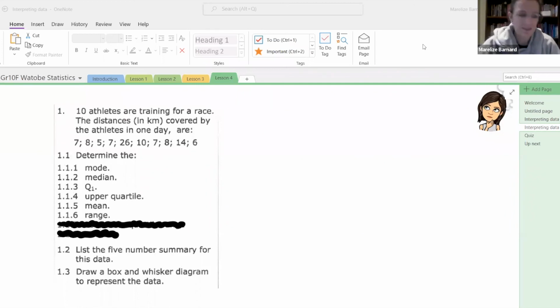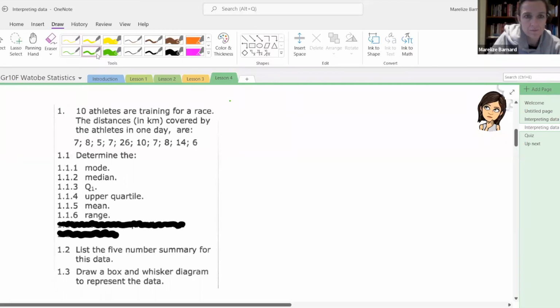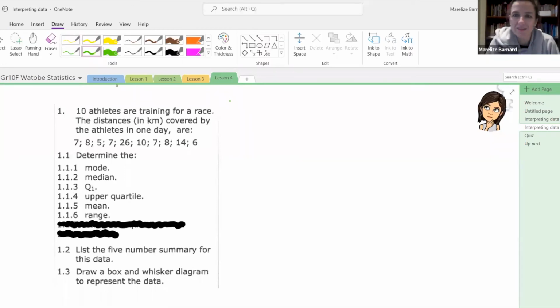Right, let's hear it. Pop your answer in the chat. What do you get for the mode? The mode is probably the easiest one. Mode is 7. Good job, everyone. Yes, that is 7. And then the median, I hope everyone got the median right. Look at these Watobians making no problem of the median. That's right.